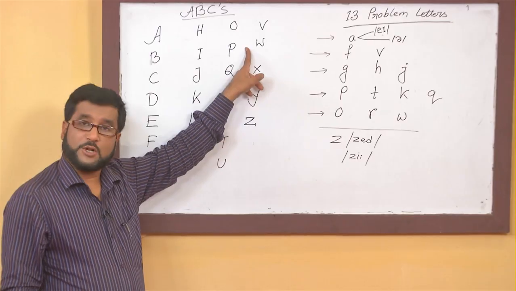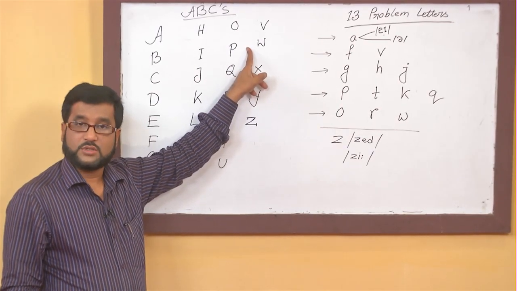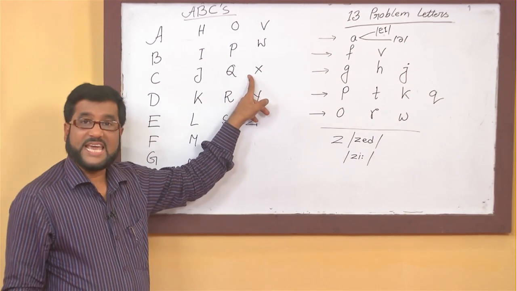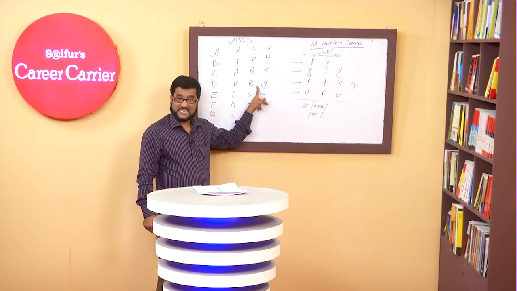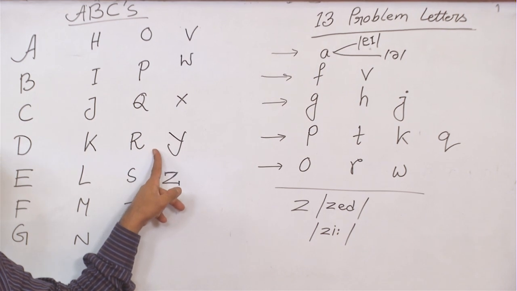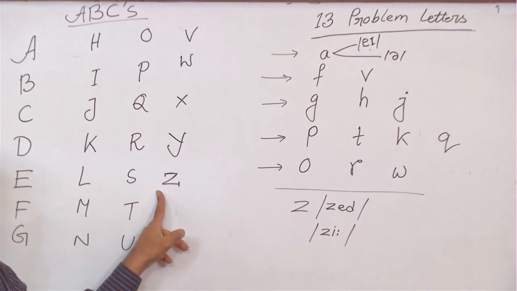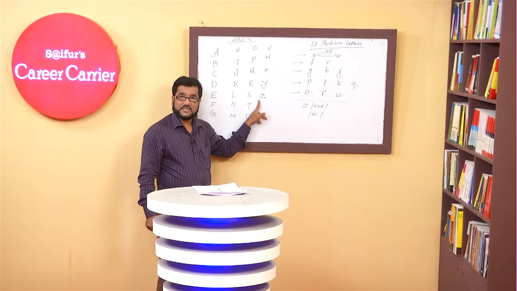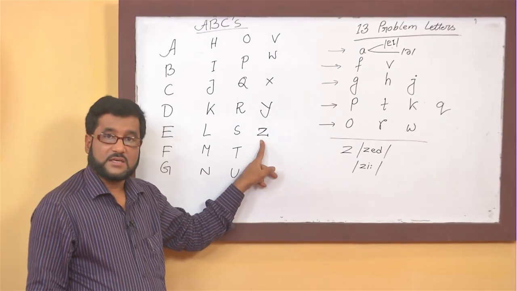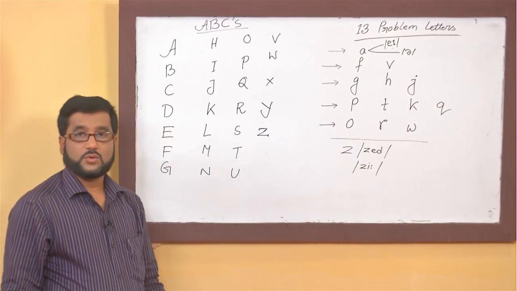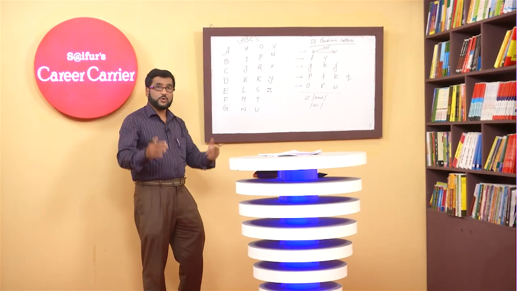W. Double U. X. Y. Not Y, but Y. Z. The British say Z. The Americans say Z. So this letter has got two pronunciations. Z, UK, Z, USA. So let's pronounce it again a bit quickly.